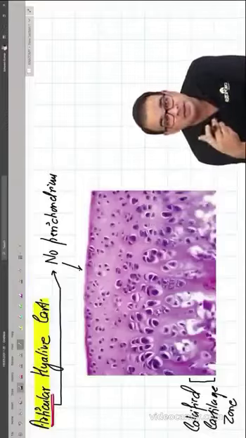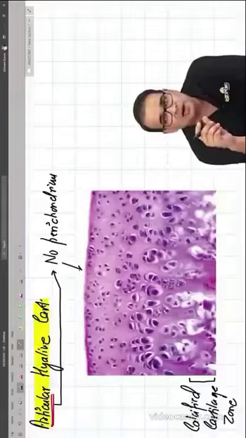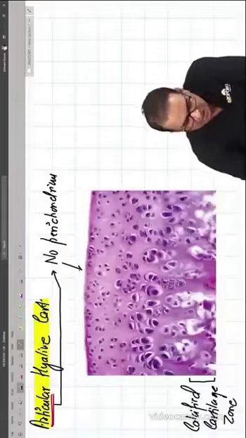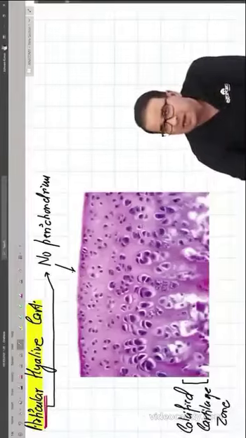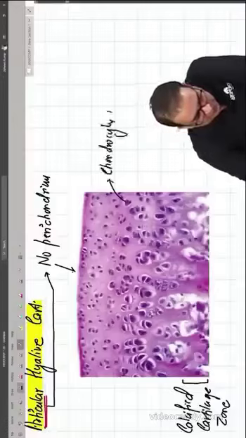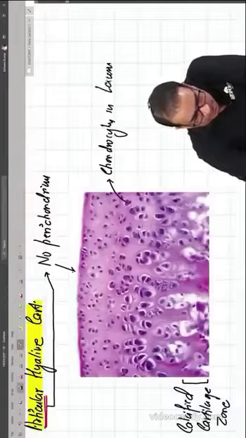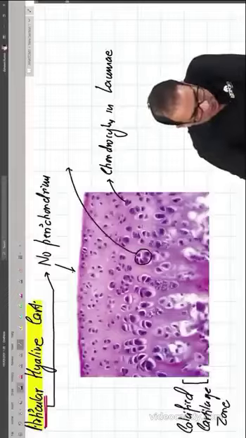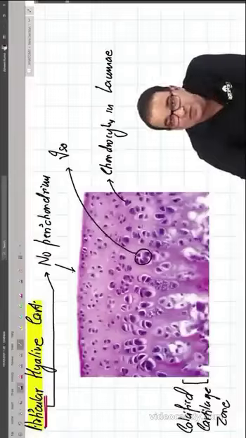Again, representing it is the slide of a hyaline cartilage. But which hyaline cartilage? It's an articular hyaline cartilage which does not have perichondrium. Rest of the features are the same as a typical hyaline cartilage. Like we have chondrocytes present in lacuna. We got these chondrocytes present in the lacuna, and you can see these are the isogenous cell nests, which is another unique feature of the hyaline cartilage.